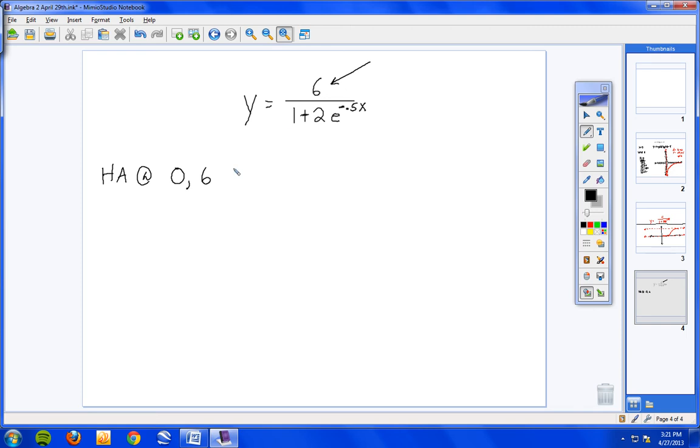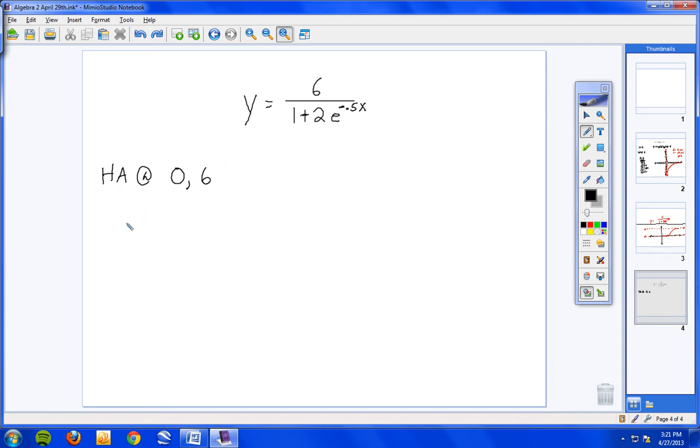A 6. So my horizontal asymptotes are at 0 and 6. Now that's step 1, and it just doesn't get any easier than that. Okay. Now let's continue on to step 2. Step 2 says find the middle of the graph, and we're going to use this formula in your notes, which is this right here. I'll write that down for you.